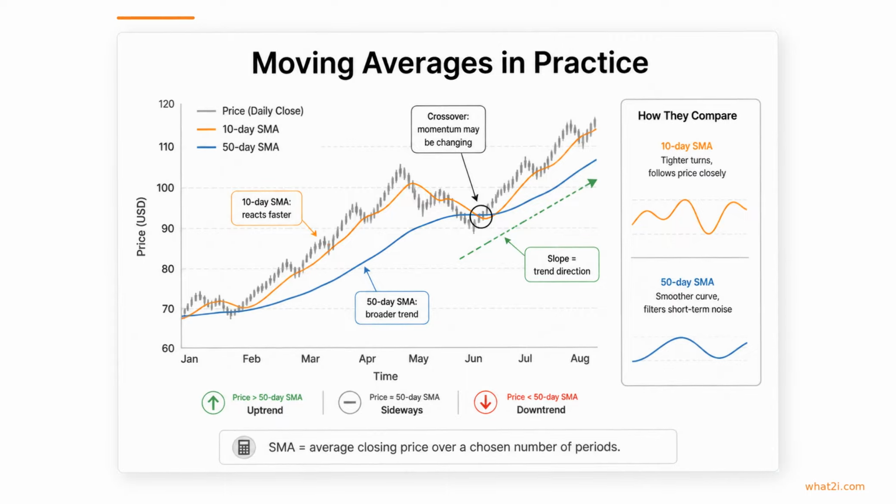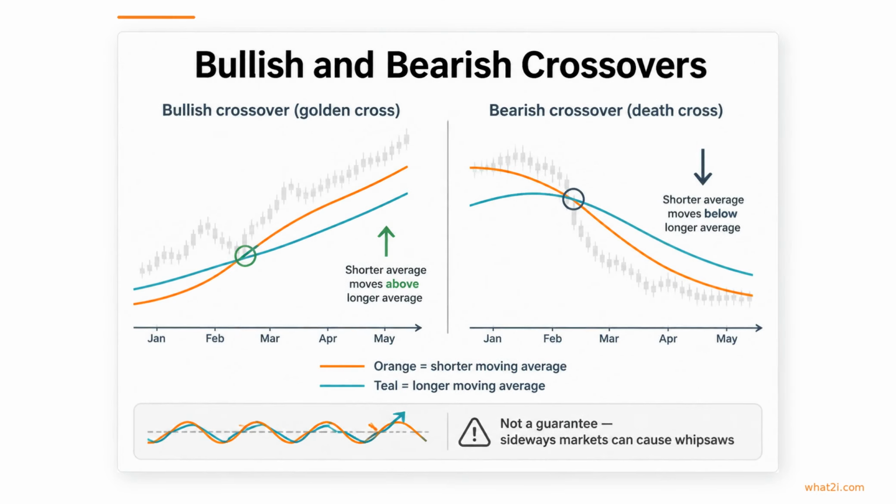Those crossovers can hint that momentum or trend behavior is changing. Comparing a shorter moving average with a longer one can reveal shifts in trend behavior. When the shorter average crosses above the longer one, traders often call it a bullish crossover or golden cross. That suggests recent price action is strengthening relative to the broader trend. When the shorter average crosses below the longer one, it is often called a bearish crossover or death cross. That can suggest weakening momentum or a trend turning lower.